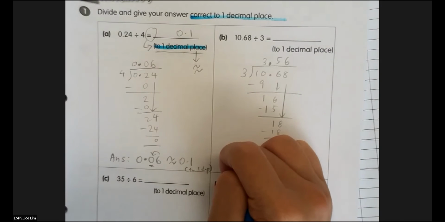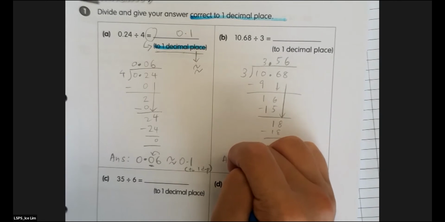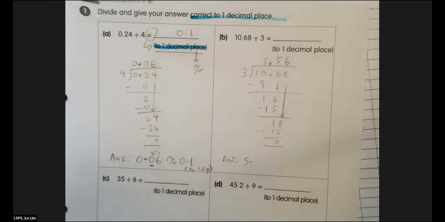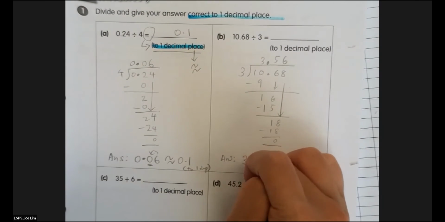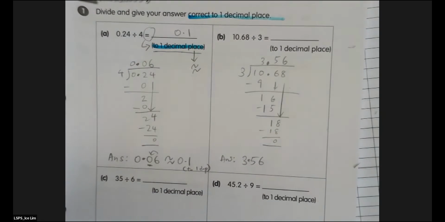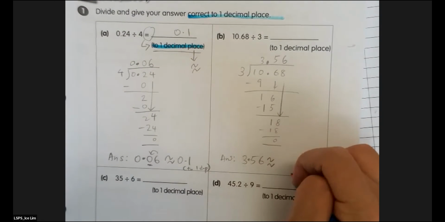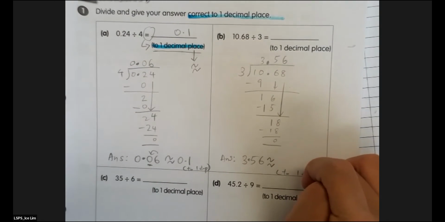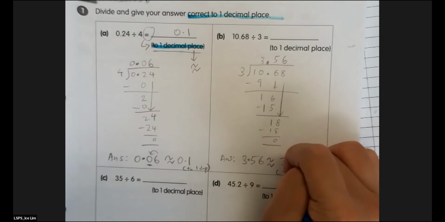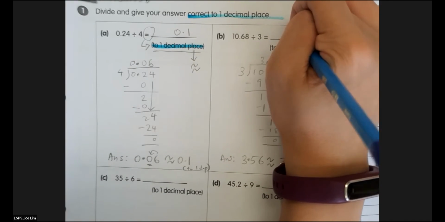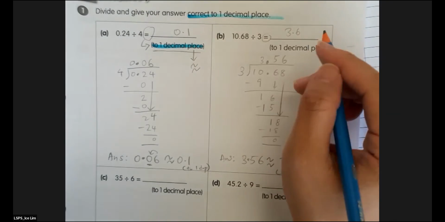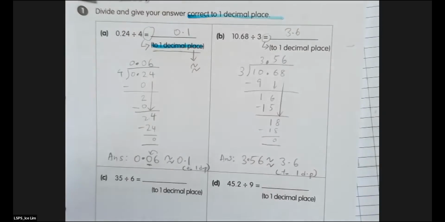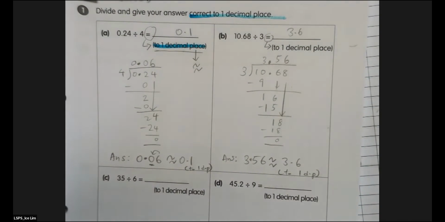Now, the answer is 3.56. No, the answer is 3.56, but yes, I need to round it to one decimal place. It will be 3.6. This equal sign is only valid when you have to one decimal place. Can you understand? Okay so far?